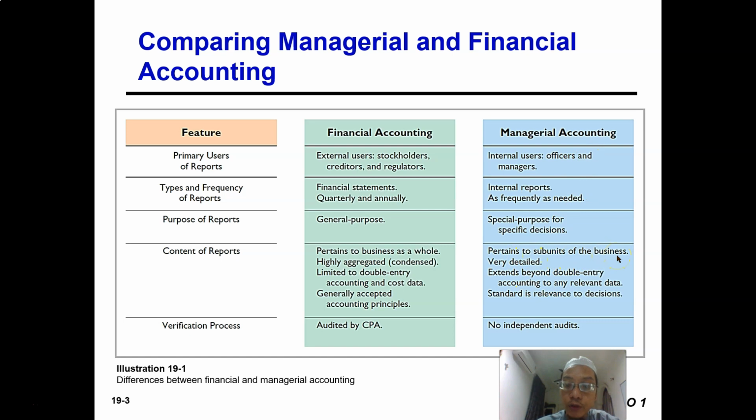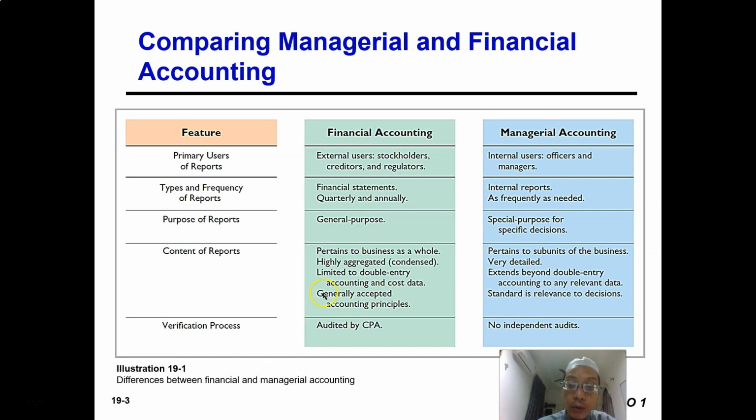But the content of reports for managerial accounting pertains to subunits of the business. It's very focused information, not covering the whole business. It's very detailed, like I said, and extends beyond double entry accounting to any relevant data. So it is not confined only to the records captured within the traditional double entry accounting, but it also includes other relevant data which may or may not be financial information, maybe some other aspects. And the standard is relevant decision.